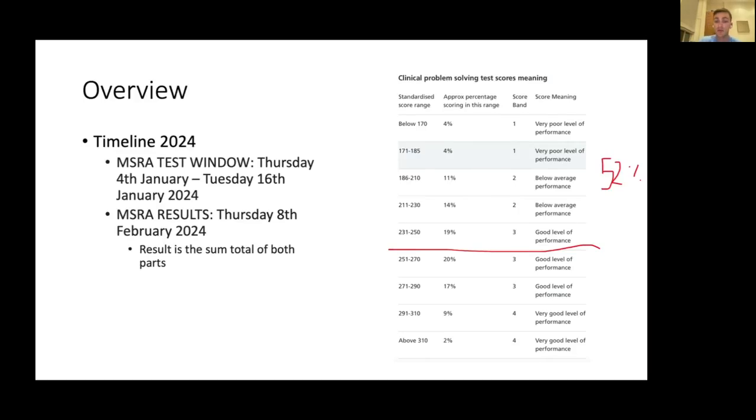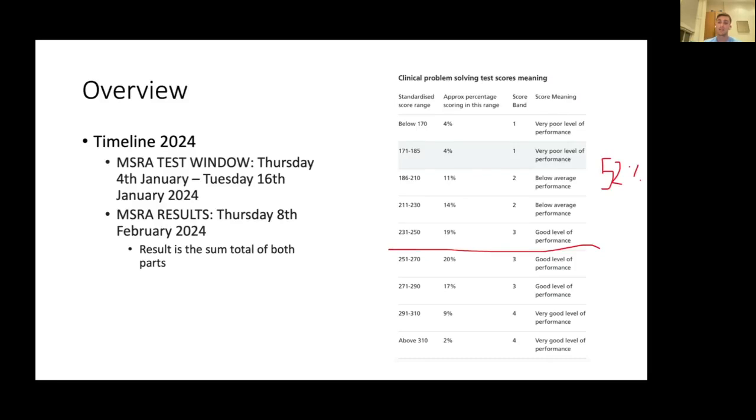If you get something above 310, and if you manage to do that in both exams, that would give you a score of something like 620 total. If you got it in both exams, you must be in the top 1% because it doesn't really add. It's not sort of a summative thing.